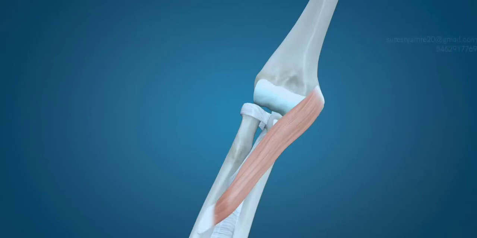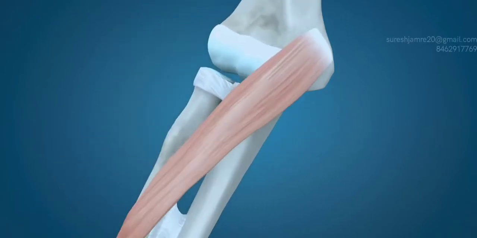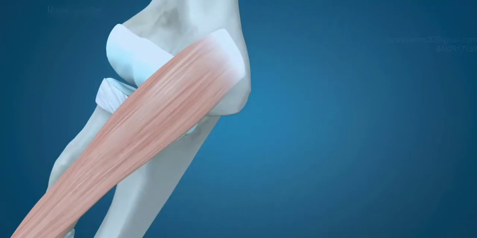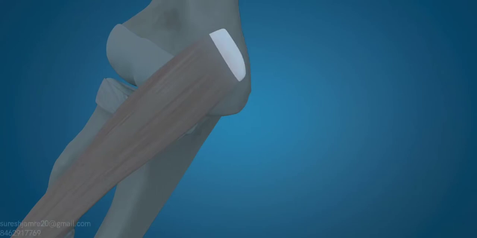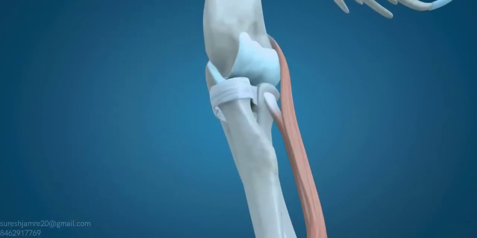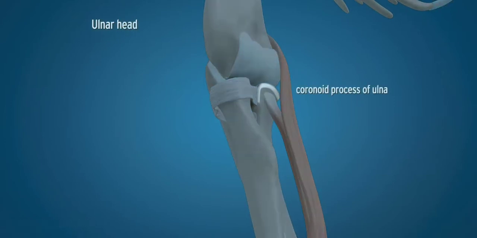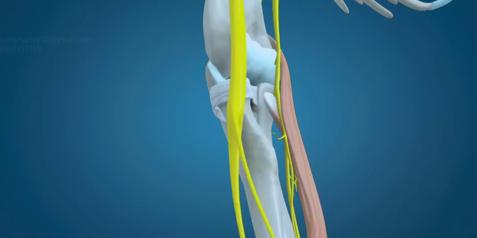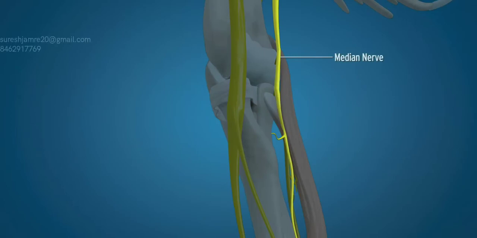Pronator teres. Origin: it contains 2 heads, humeral and ulnar. Humeral head arises from the lower part of the medial supracondylar ridge and from the common flexor origin. Ulnar head arises from the medial margin of coronoid process of ulna. The 2 heads unite with each other, muscle passes downwards and laterally where it forms medial boundary of the cubital fossa. Median nerve leaves the cubital fossa by passing between the 2 heads of pronator teres.